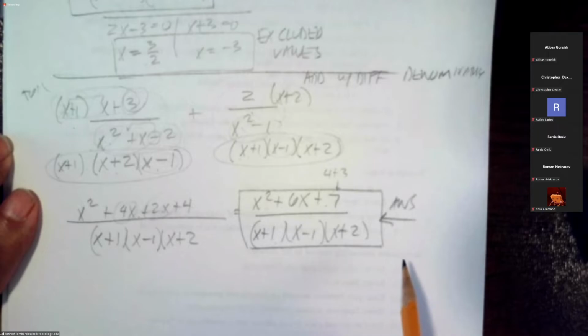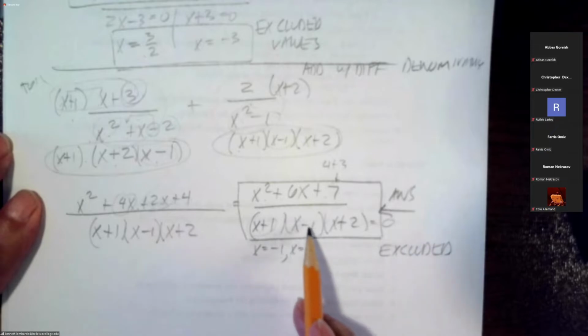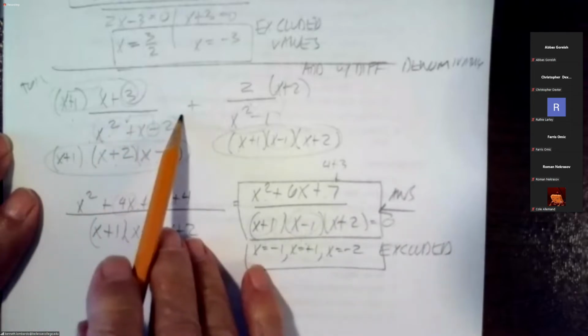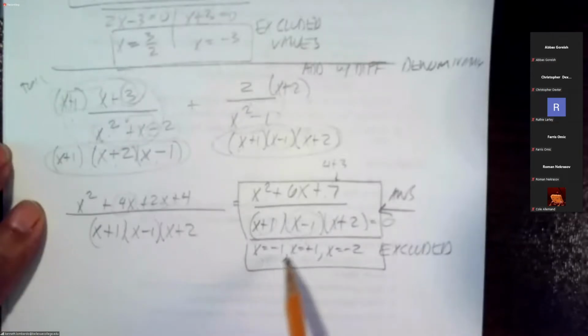And then I have to say, what must be excluded? And when I exclude, I set the denominator equal to 0. So if I set x plus 1 equal to 0, solve for x, I'll get x equals -1. That has to be excluded. Set this value equal to 0, and I'll get x equals +1. That has to be excluded. And set this value equal to 0, and I get x equals -2. And that has to be excluded. So when we add these rational expressions, we get x squared plus 6x plus 7 over the quantity x plus 1 times x minus 1 times x plus 2, and we exclude x equals ±1 and x equals -2.